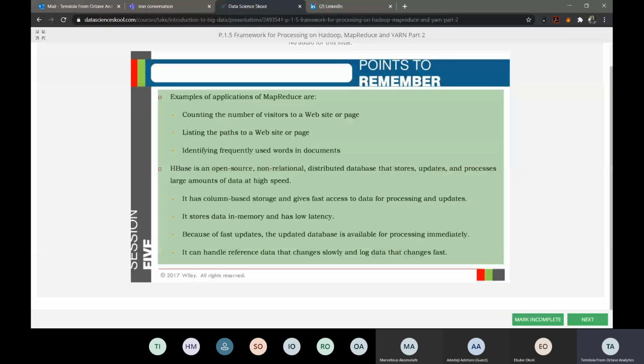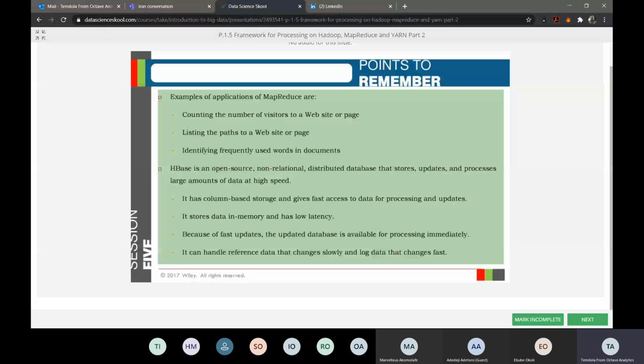These are the characteristics of your HBase component. It has column-based storage and gives fast access to data for processing and updates. It stores data in memory and has low latency. Because of fast updates, the updated database is available for processing immediately. Then it can handle data both slowly and in a very fast manner.